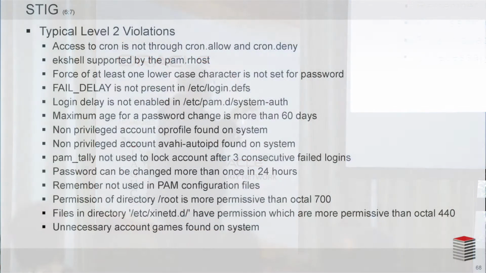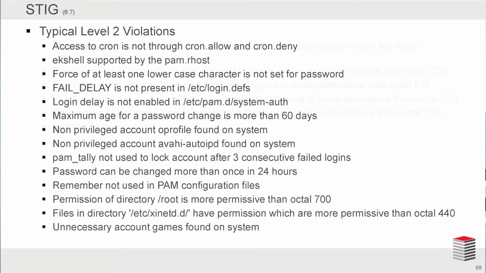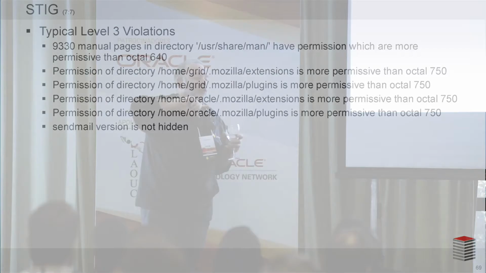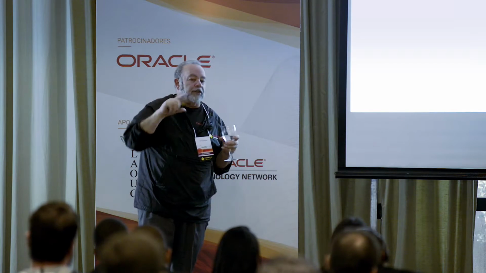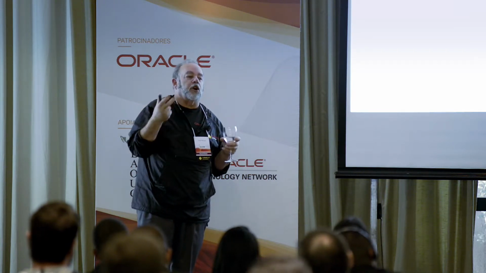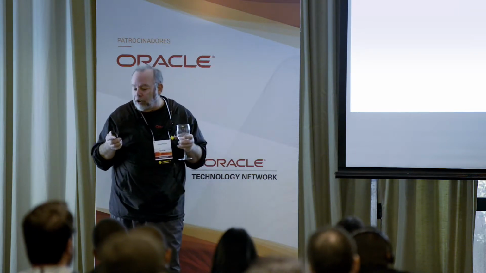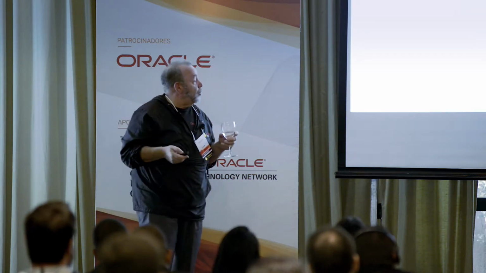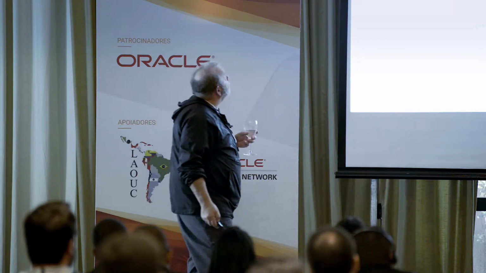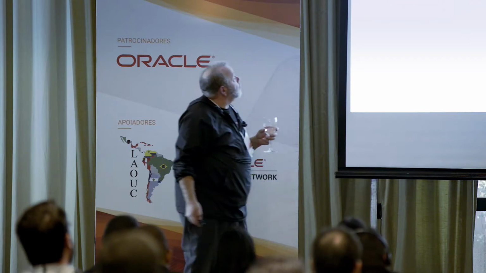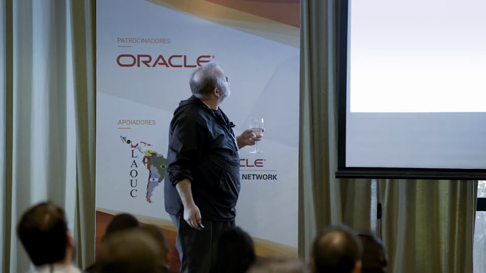Then there's security level 2 violations, security level 3 violations, less and less important. One of the things that this will catch, for example, is that by default, Red Hat Linux, Oracle Linux, all the different Linux versions install a username games. I don't think anybody needs a username games on a production Oracle database server. I think you will agree. So let me skip through some other pieces of the puzzle here.